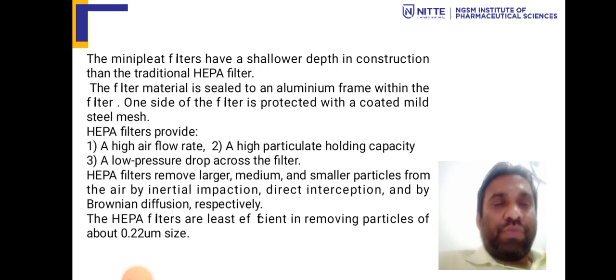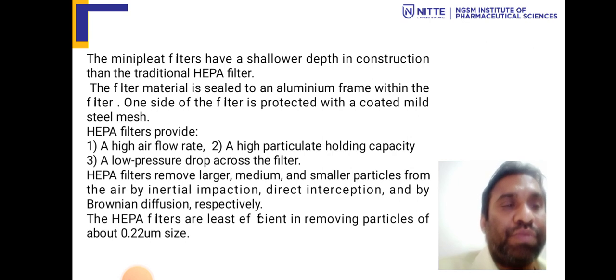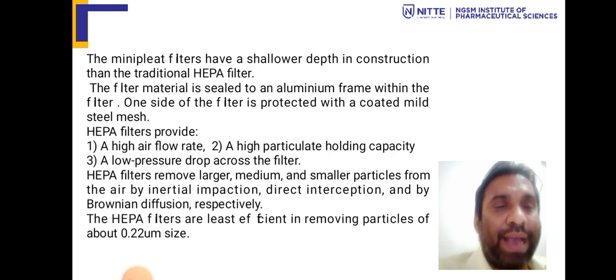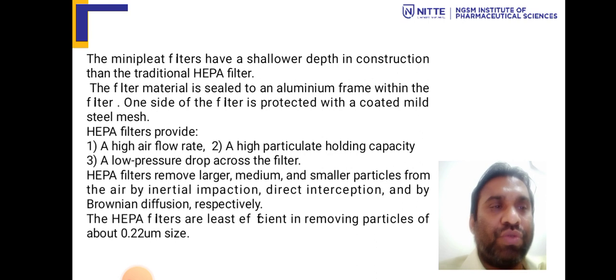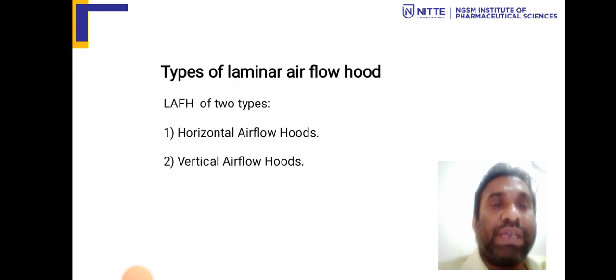HEPA filters remove large, medium, and smaller particles from air by inertial impaction, direct interception, and Brownian diffusion, respectively. HEPA filters have at least that efficiency in removing particles of 0.22 micron size. That means it can remove the bacteria as well as fungal contamination which is present in the air that comes from outside. So HEPA filter is the best filter which can be used for an aseptic area.